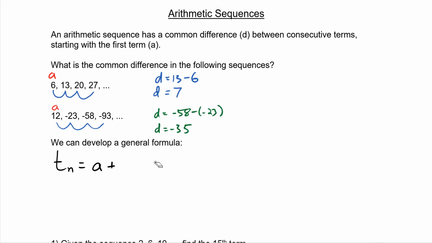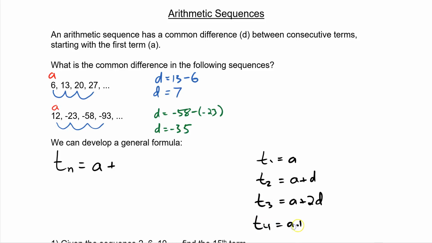Now, the question is, how many times do we add that value of d? Well, if you think about it, term 1 is equal to a. We don't have to add d to get term number 1. Now, term number 2, the second term, will be equal to a plus d. Term number 3 would be equal to a plus 2d, because we'd have to add d twice to get to the third term. Term number 4 would be a plus 3d.